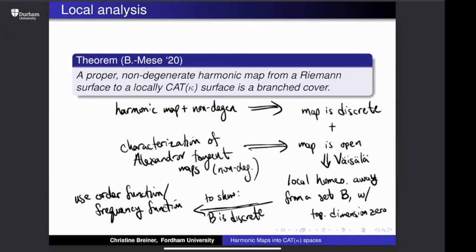So we're relating all of these things using the fact that we have a harmonic map, the fact that we have tangent maps, and then the fact that we have this notion of an Alexandrov tangent map. Okay, so got about 15 minutes, that's perfect. Okay, so let me say a few things here.